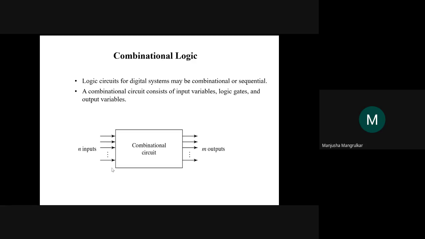So a number of inputs are there, they are processed in the combinational circuit, and according to your logic it gives the output, right? But the output of the combinational circuit depends upon the present input, not on the past input, right? That is the sequential circuit. We'll see that in sequential circuits, right?